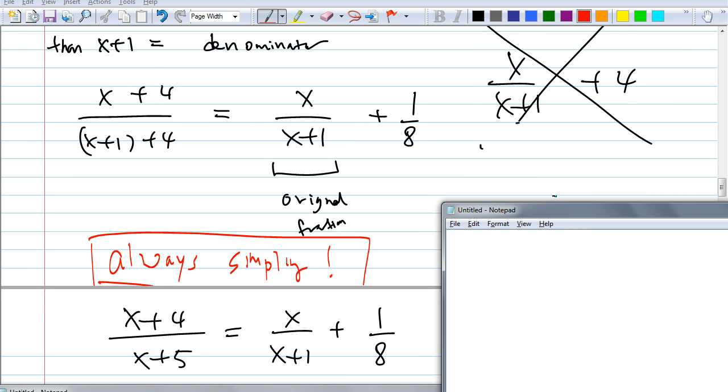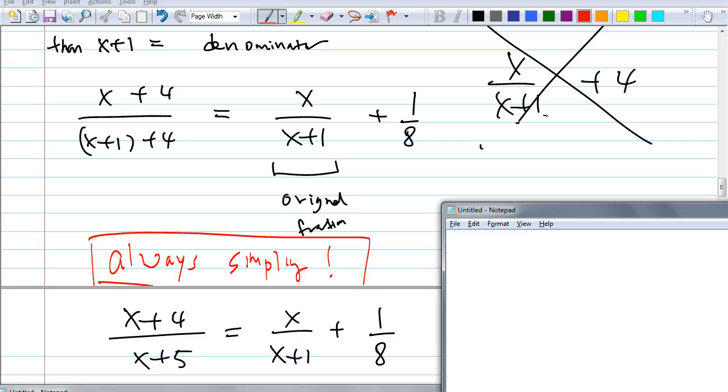Now, does this mean x over x plus 1 plus 4? Is that what they meant? Could you write this, x over x plus 1 plus 4? No, they want you to increase both the numerator and the denominator, right? All right, so what is our LCD for this? Now, you should always simplify because it's much easier to figure out the LCD.